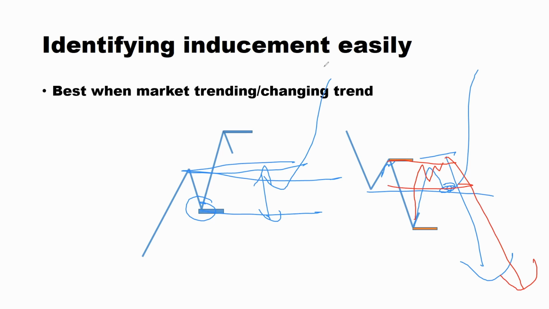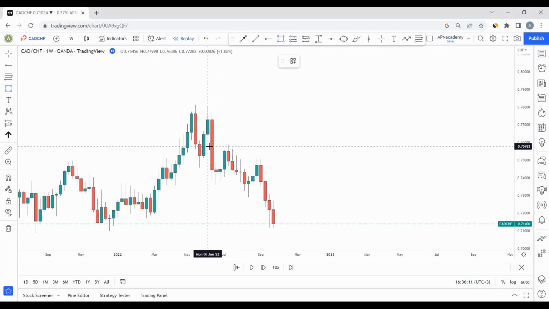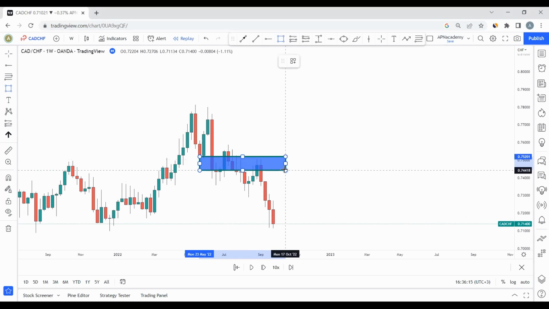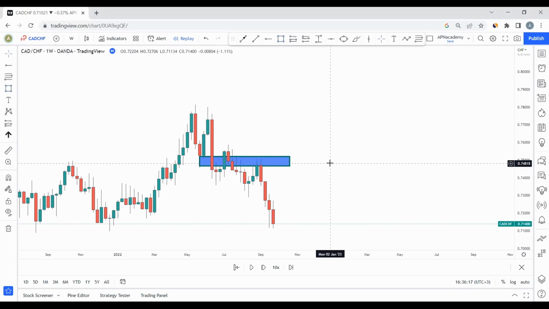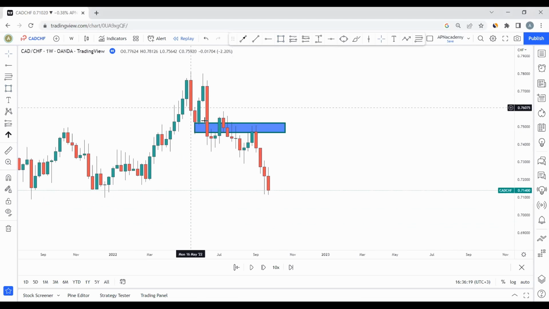So I would like to show you how it actually operates on the chart. Let's take an example of CAD CHF. This is the weekly time frame. So I'm going to mark my levels correctly. So I do have this price here. Now, I want you guys to observe something. The market created an M, the market created this M here.